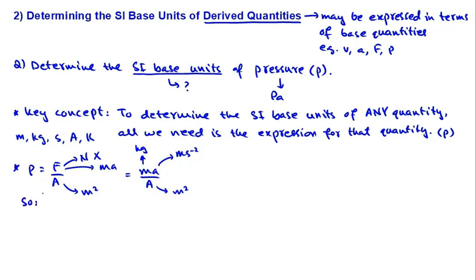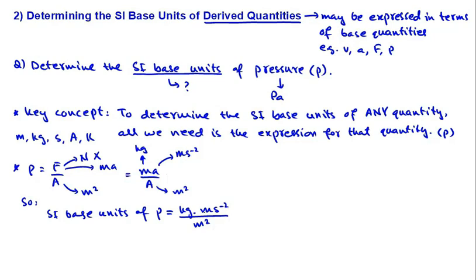So SI base units of pressure are equal to SI base unit of mass, which is kg, times SI base units of acceleration, which are meter per second squared, over SI base unit of area, which is meter squared. Students, let's simplify this expression now.